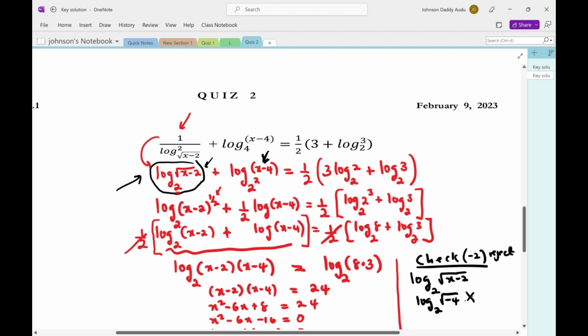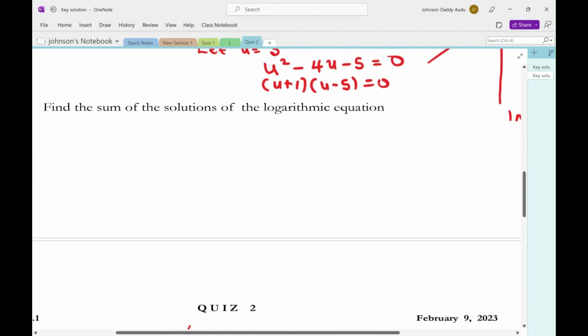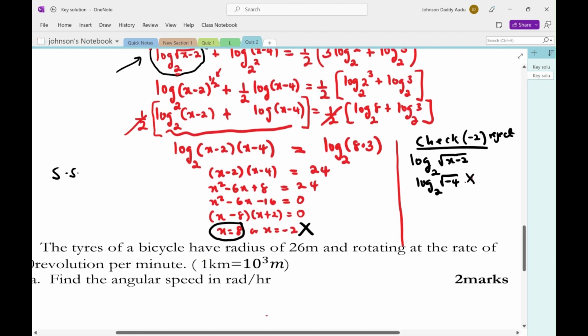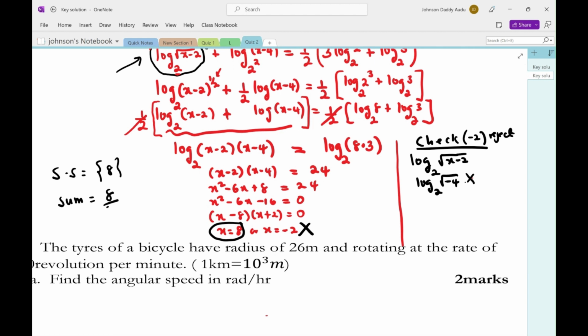So we're asked to look for the sum of solutions. In this case, our solution set has only one answer, which is 8. So the sum is still going to be 8.